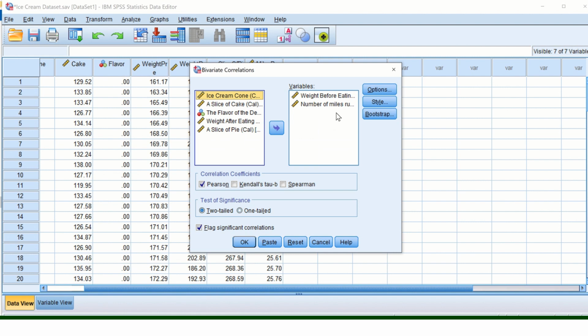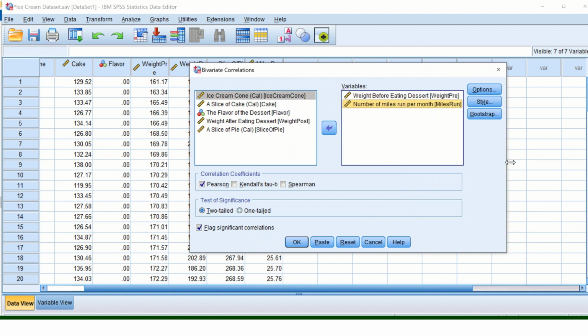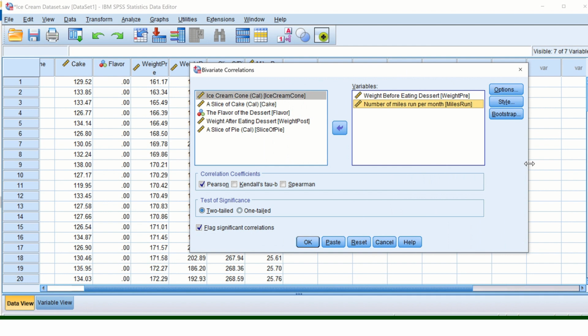For me, I'm going to select number of miles that were ran per month, and then the participant's weight before eating dessert. I'm curious to see if there's a relationship between the two variables.